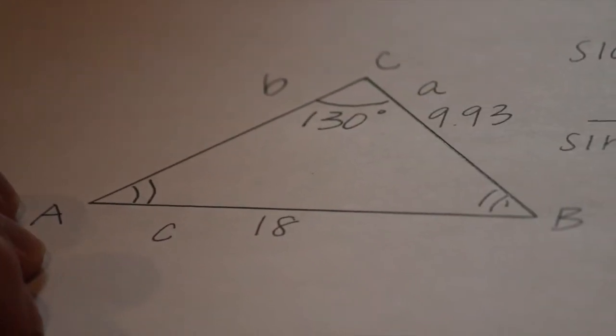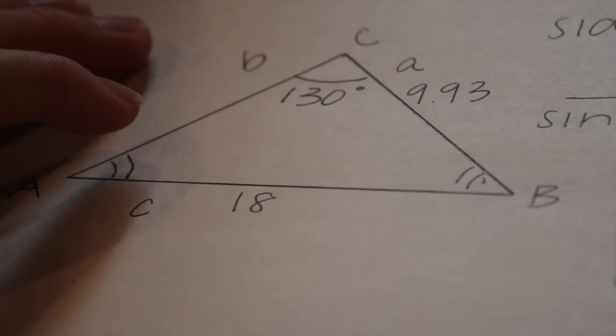So we're gonna get back to our handy dandy calculator. 180 minus 25 minus 130 equals 25. What would you know? An isosceles triangle, as luck would have it. It's an isosceles triangle, that's just great. So B is also equal to 25. Therefore, looking at this triangle, since it is an isosceles triangle, we can conclude that side B is also equal to 9.93. And that's your side B.